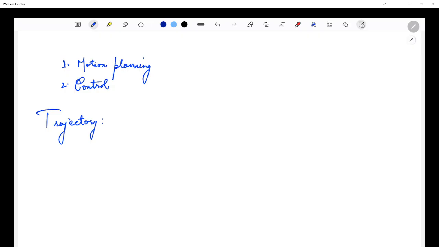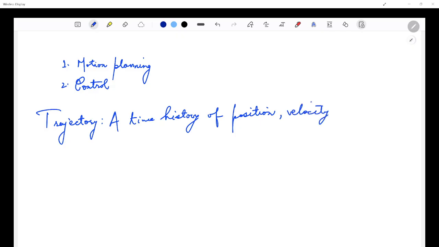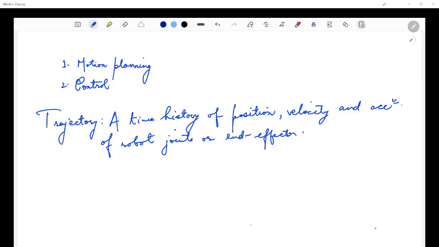Okay, so what is a trajectory? It is basically a time history of position, velocity, and acceleration of robot joints or end effector. Position basically tells you where the robot is, velocity tells you how fast it moves, and acceleration tells you how smoothly it moves.